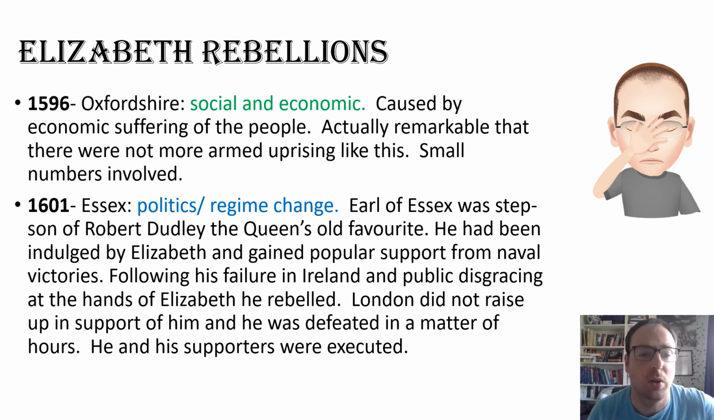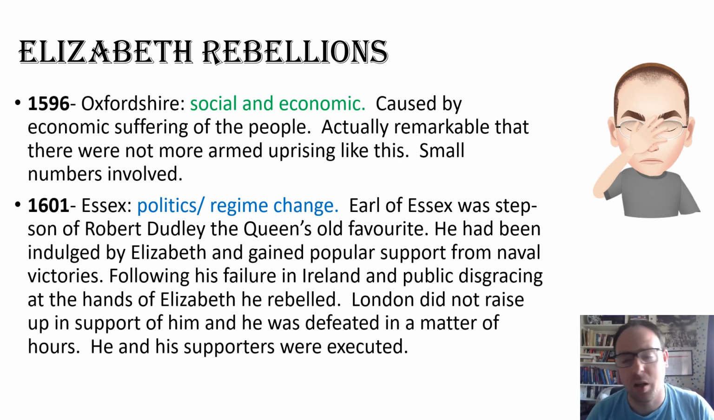So the last couple of these, you've got the Oxfordshire uprising in 1596, and that was caused by the economic suffering of the people. It is actually surprising in terms of armed uprising. There aren't more like this in Elizabeth's reign, because there was a lot of economic suffering amongst the poor in England. This was a small uprising. There weren't huge numbers of people involved. It was made very clear how dire the consequences were going to be for the leaders of it, and therefore possibly that threat is the reason why there aren't more like it.